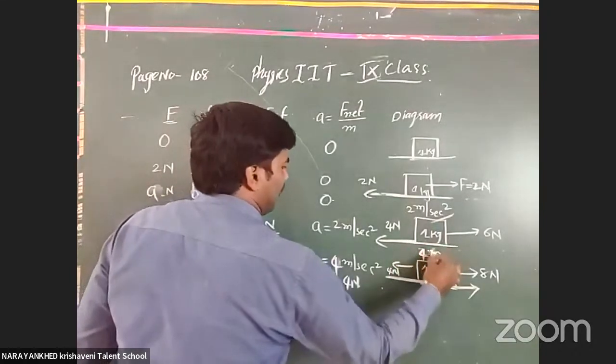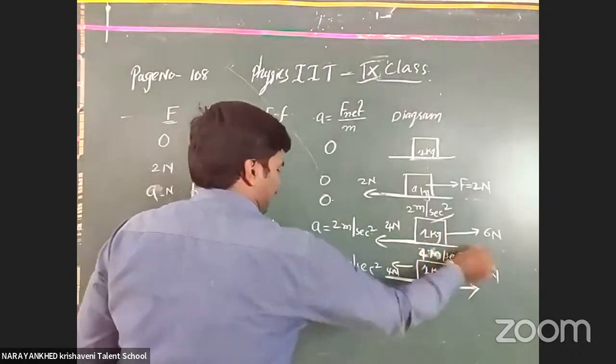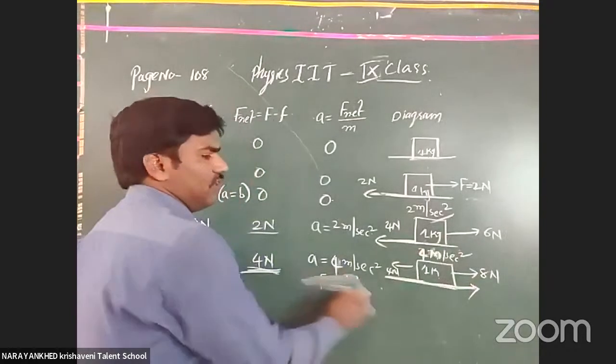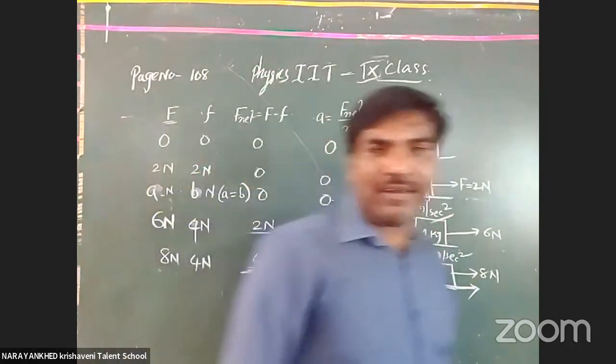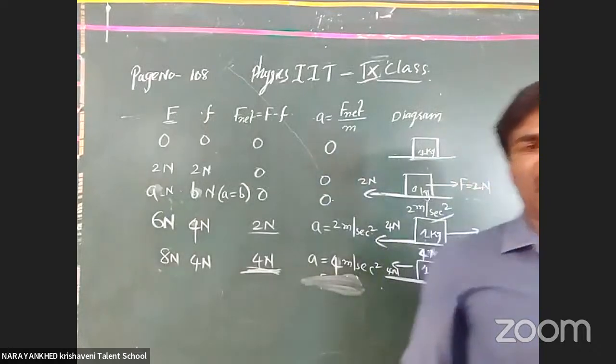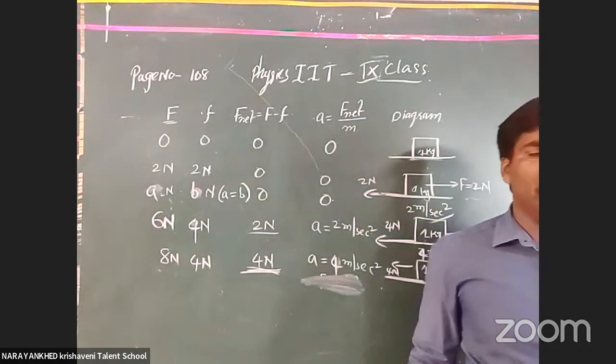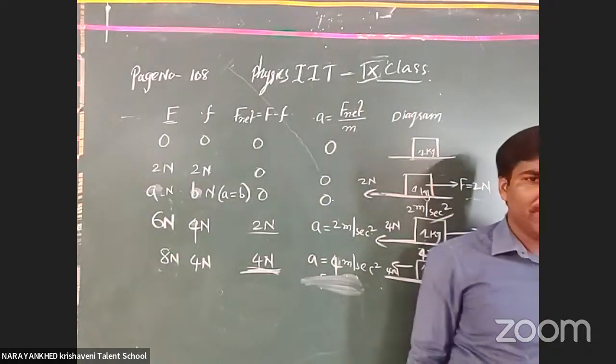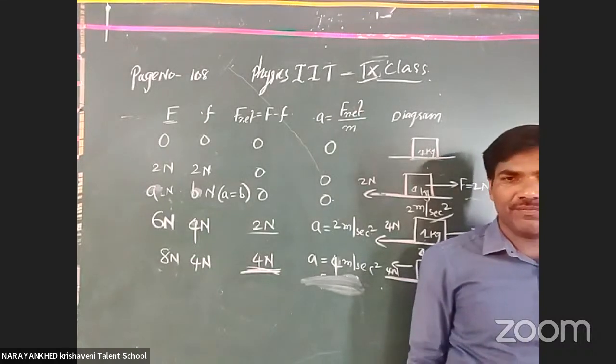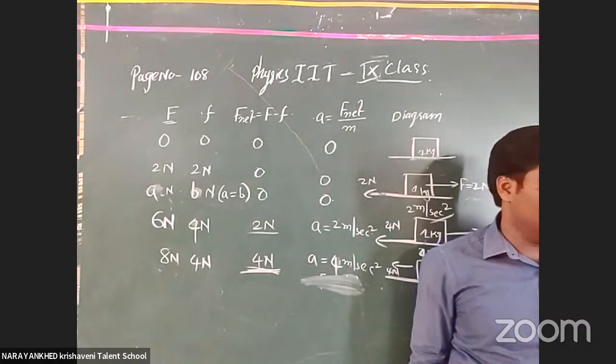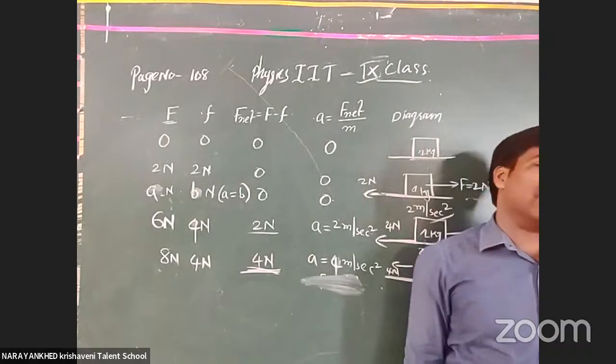That's why you write it 4 meter per second square. Yes, 4 meter per second square. These are the accelerations of the body. In this way, we have to calculate whether our body is moving or not, when it is moving, in which side it is moving, and at the time of moving, what its acceleration is.